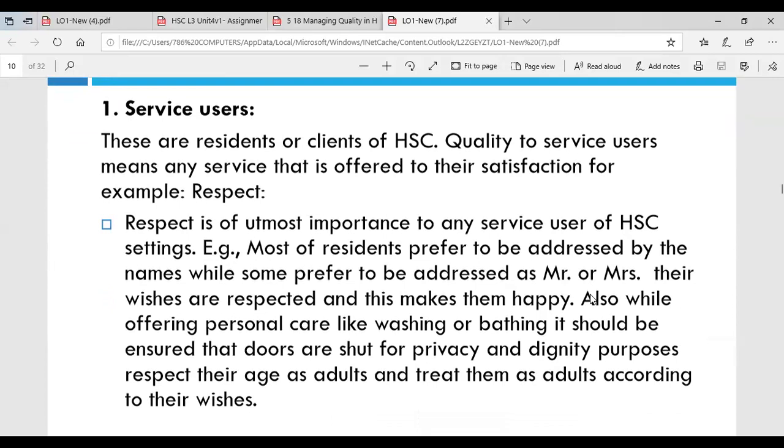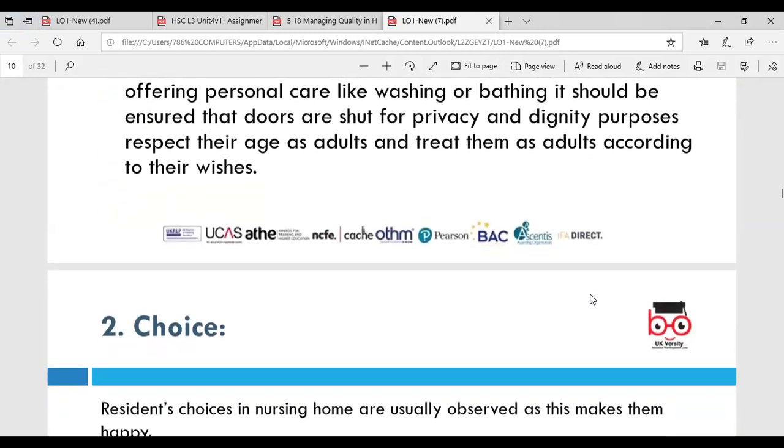So let's say there are people who want to be addressed as Mr. or Mrs. This should be their choice, and you need to find out how they want to be addressed. This is something so small, but it is so important. While you're offering personal care, so you're bathing a person or washing them, you should ask if they need a chaperone with them. And for dignity purposes, you need to ask if they want the curtains closed or the door shut, if they need more privacy. Every person, regardless of whether they are old or young, needs their own privacy and needs to be respected. If you're giving everything and you're not respecting them, it's of no use. That quality component is not there.